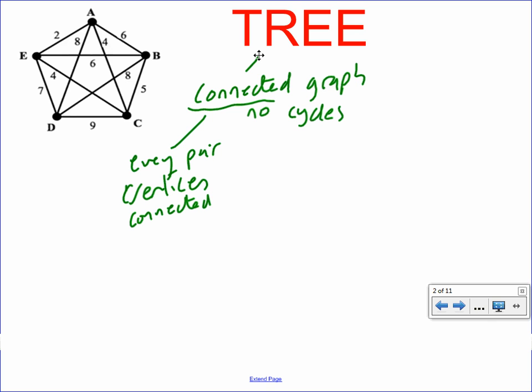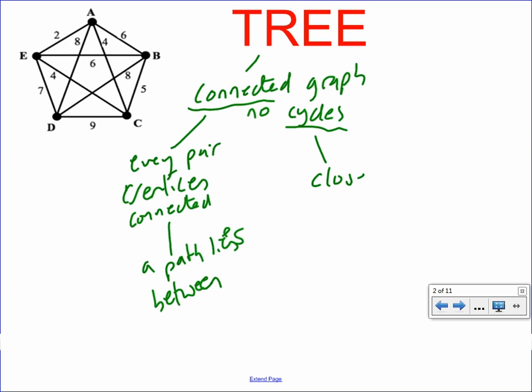Right. So what does it mean for two vertices to be connected? A path is between them. There is a path between them, yeah. So in a way, you can't really say connected by a path, because connected means there is a path. Right, I see. So there's a path between every pair of vertices. That's a connected graph. And what about cycles? What's a cycle? A cycle is when the path is closed. Yes, closed path.